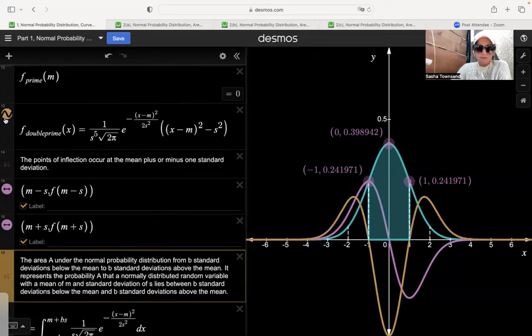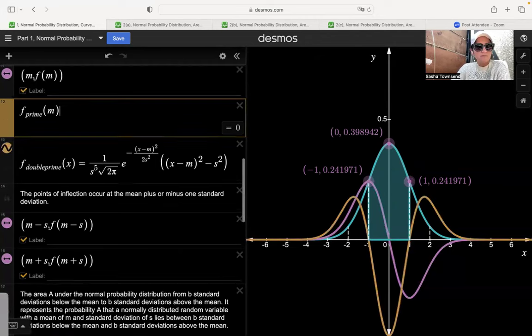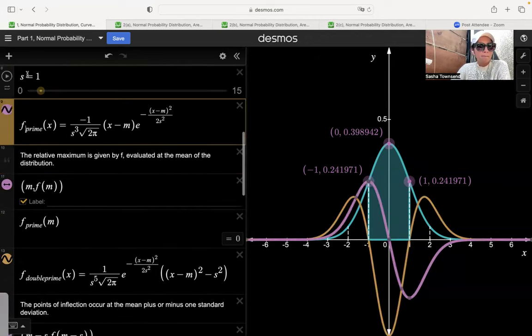Here's the second derivative. It looks like that. And we see that that's consistent with what we just talked about. Second derivative is positive from negative infinity to -1, so the graph is concave upward. Second derivative is negative from -1 to 1, so the graph is concave downward. The original graph is concave downward. And then the second derivative is positive from 1 to infinity.